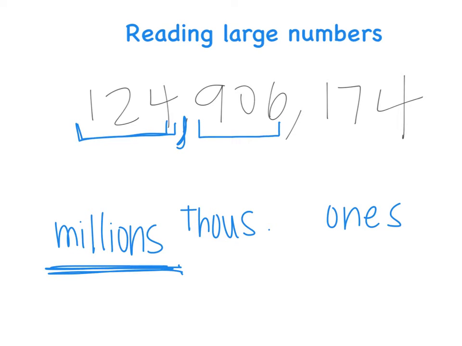Now I'll read these 3 numbers together. 906 makes 906, and comma means to say the period. 1,000, 174 together makes 174. So listen to how I would read this number. 124 million, 906,174.